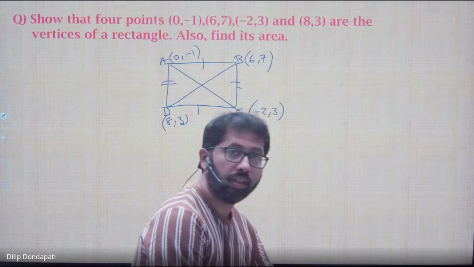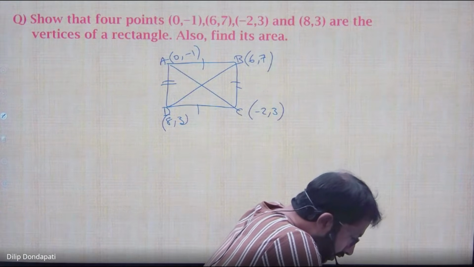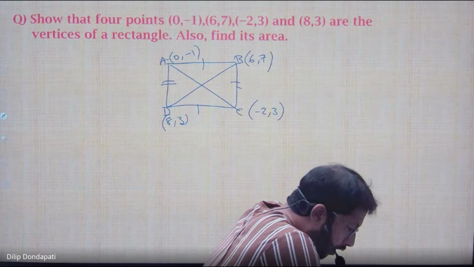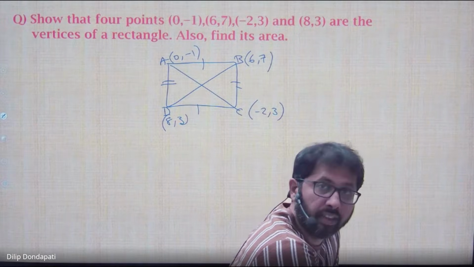In the distances, Hasik, how much did you get for the sides? 4 root 5, 4 root 5, 2 root 5, sir. I messed up C and D. Yes, C and D. Next.